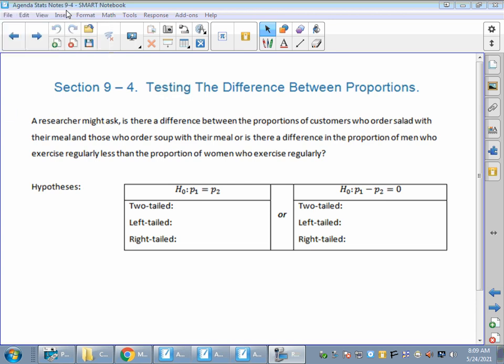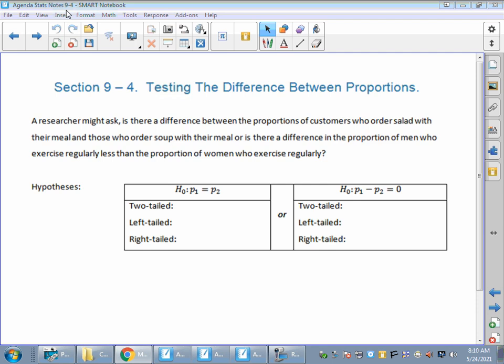Hello, statistics. Let's get into section 9.4, testing the difference between proportions. So a researcher might ask a question like, if you've ever been to Olive Garden, you have a choice. Is there a difference between the proportions, remember, slash percentages, of customers who order salad or those who get soup? Or is there a difference in the proportion of men who exercise regularly? Is that less than the proportion of women who exercise regularly?